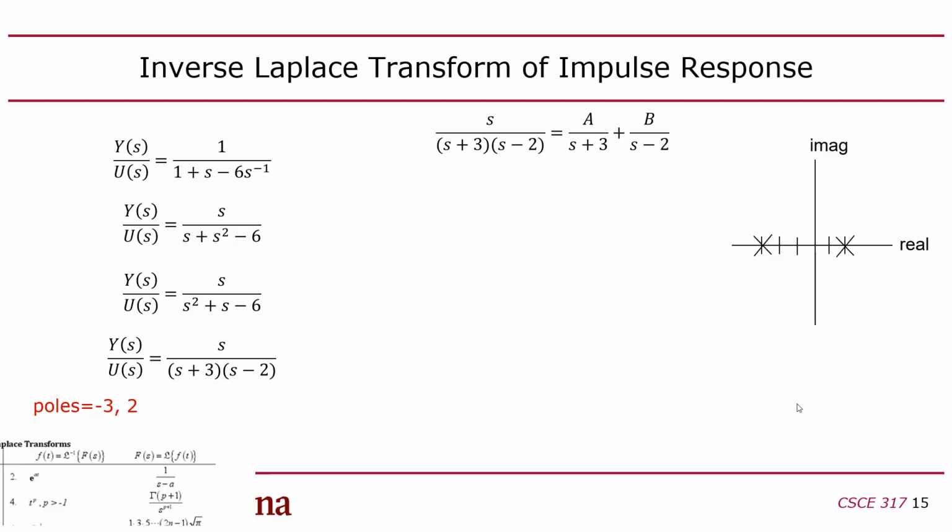So I can say, if I take this, I want to represent it as a over s plus 3 plus b over s minus 2. That way I've got these two components that match the inverse Laplace transform rules, right? The problem is that I don't know what a and b are.